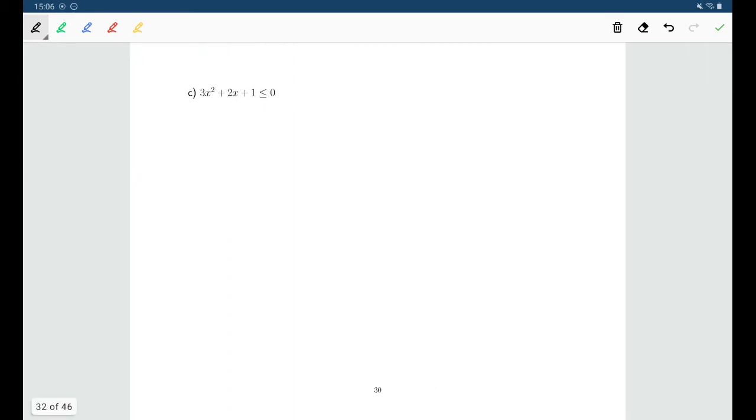One more to do here. We've got another function, and this is already written with everything on one side, 0 on the other. So the parabola that we're talking about here is 3x squared plus 2x plus 1. Again, it's a parabola that's opening up.